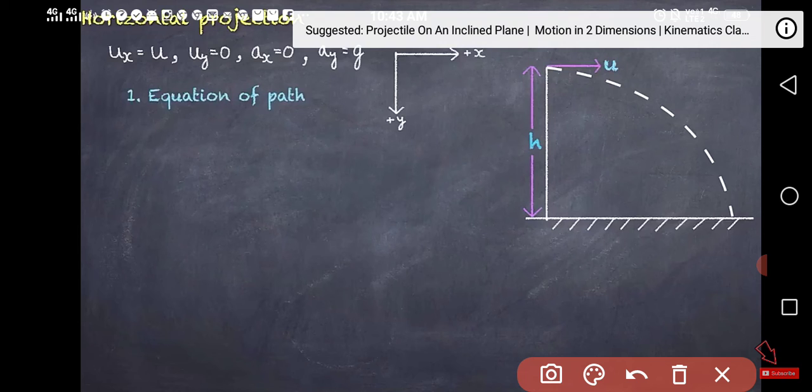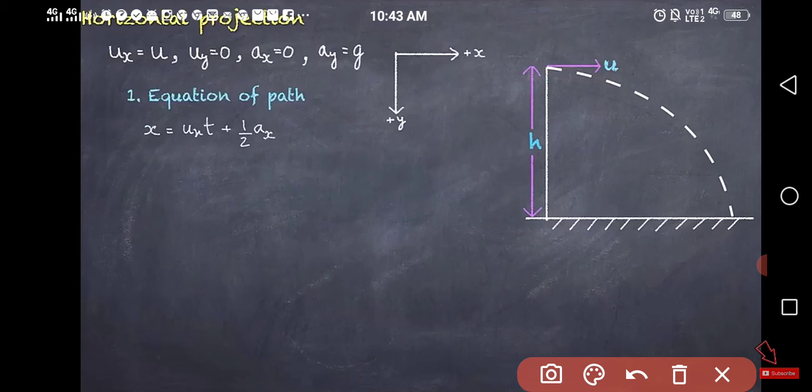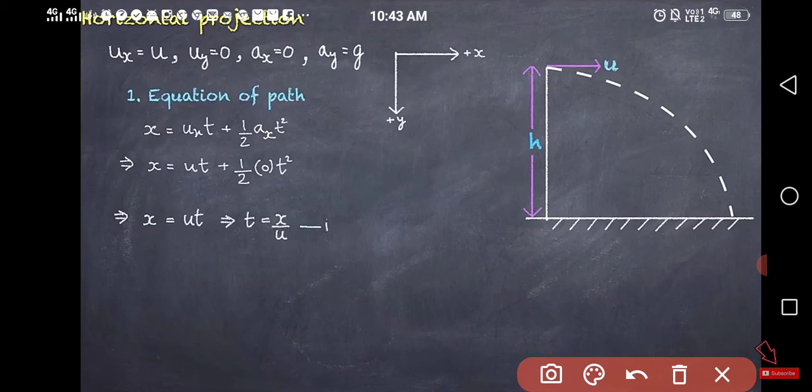We have already studied 3 equations of motion, and out of those 3 we will take the second equation of motion, that is s is equal to ut plus half at square. First we are taking this equation along the x-axis, so that's why we have written x. ux is equal to u, and the acceleration in the x-axis is 0. So x is equal to ut, and from here we can calculate the value of t, that is t is equal to x upon u. Students, give it equation number 1.